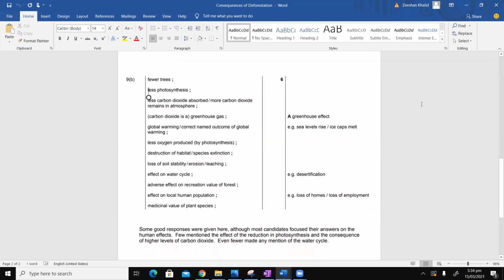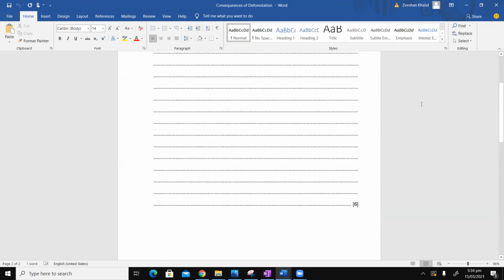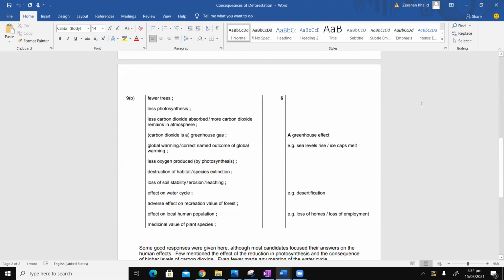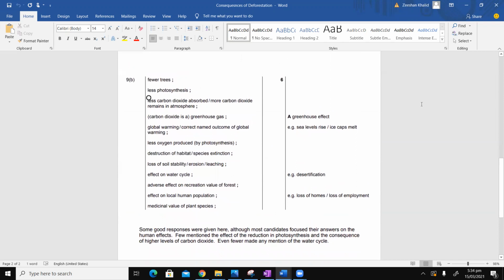So you can clearly see this topic is in the syllabus as it is. Describe the consequences, and you have a pool of points that you can learn and frame in sentences for your answer. Let me read the examiner report. It says some good responses were given here. Although most candidates focus their answers on the human effects, few mention the effect of the reduction in photosynthesis and the consequences of higher levels of carbon dioxide. Even fewer made mention of the water cycle.